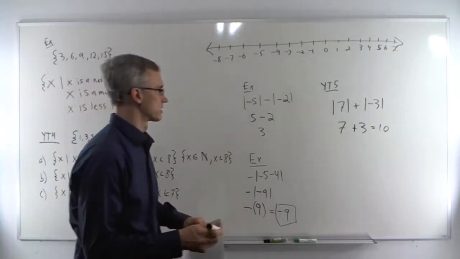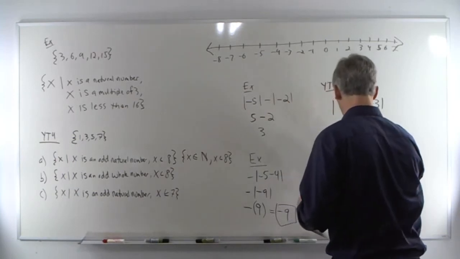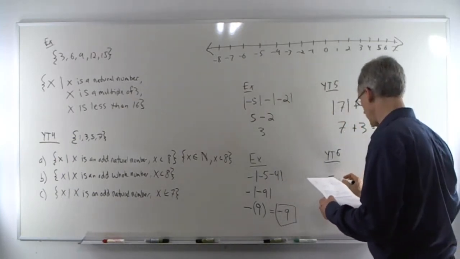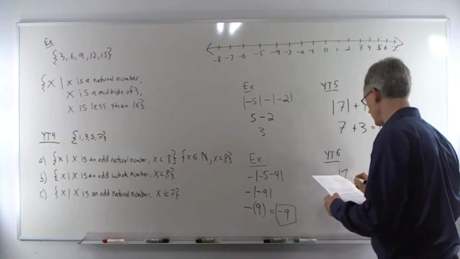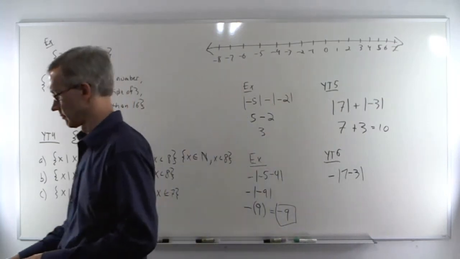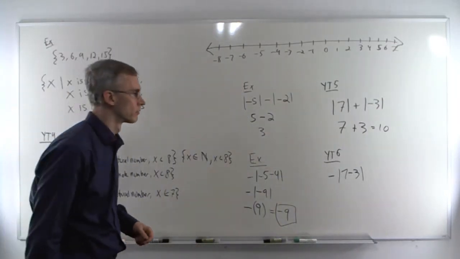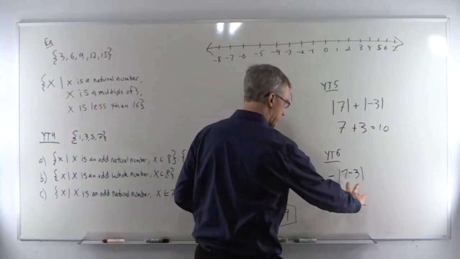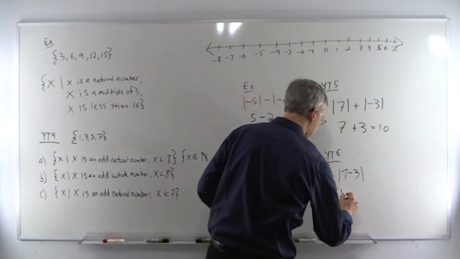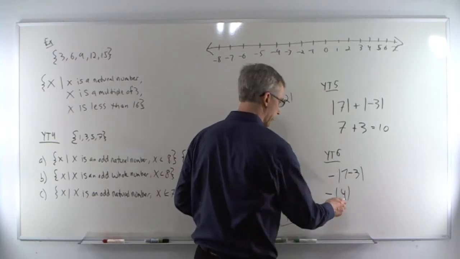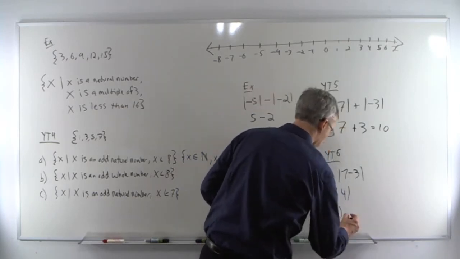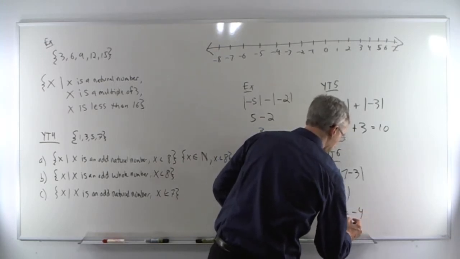Your turn, number 6. All right, so inside the absolute value bars first, you know 7 minus 3 is 4, so we got negative the absolute value of 4. Now the absolute value of 4 is just 4. So we get -4 for the answer.